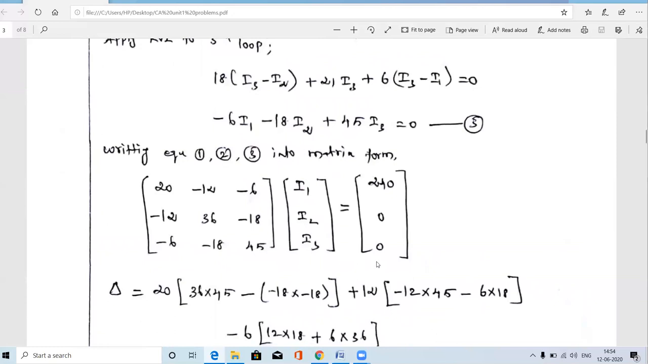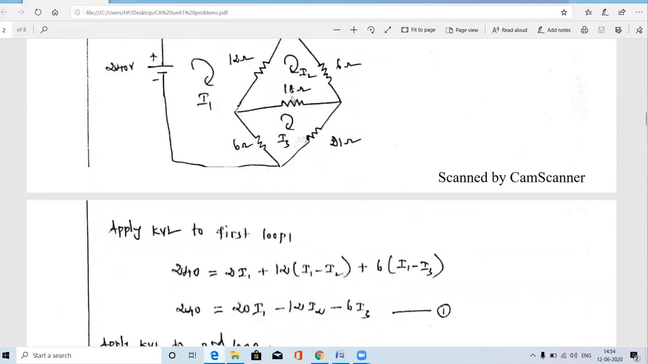Here, what is our question? Our question is to find the current flowing through the 18 ohm resistor. This 18 ohm resistor is common for loop 2 and loop 3. In the 18 ohm resistor, I3 is flowing like this and I2 is flowing like this. So I3 minus I2 is the total current flowing through the 18 ohm resistor. So we have to calculate the I2 and I3 values.